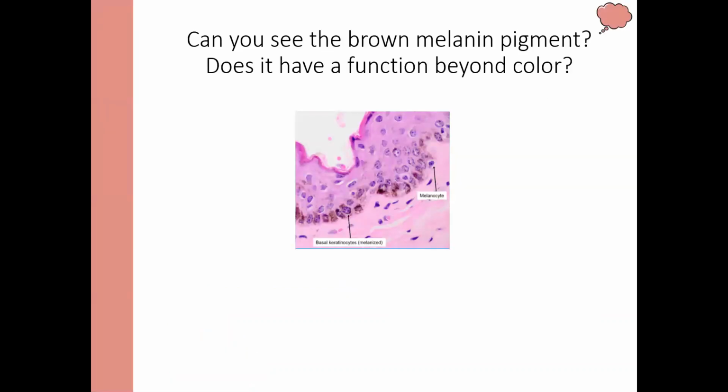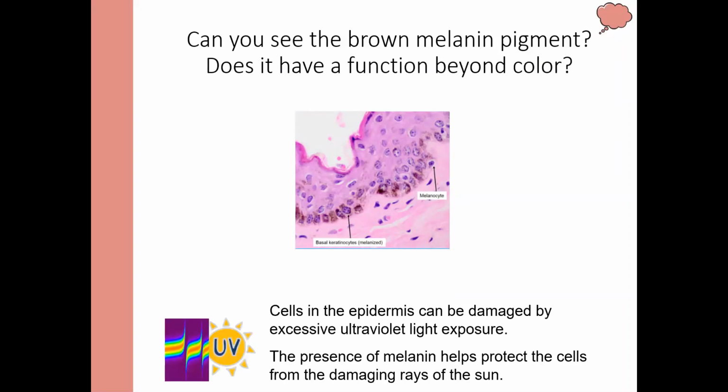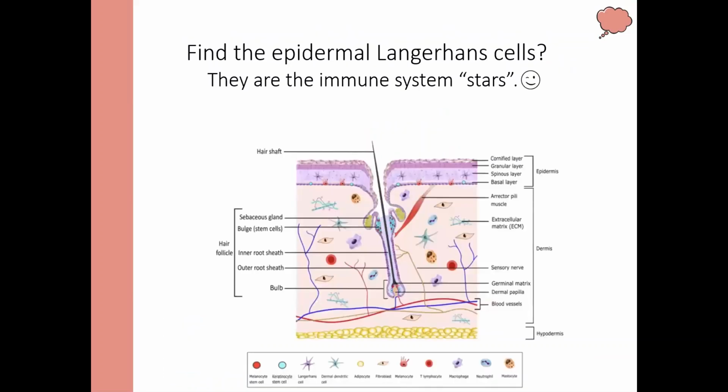Can you see the brown melanin pigment? Do you know if it has a function beyond color? Cells in the epidermis can be damaged by excessive ultraviolet light exposure. The presence of melanin helps protect the cells from the damaging rays of the sun. Can you find the epidermal Langerhans cells? They are the immune system stars.